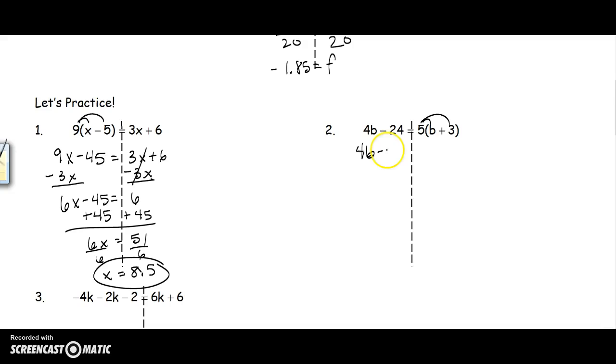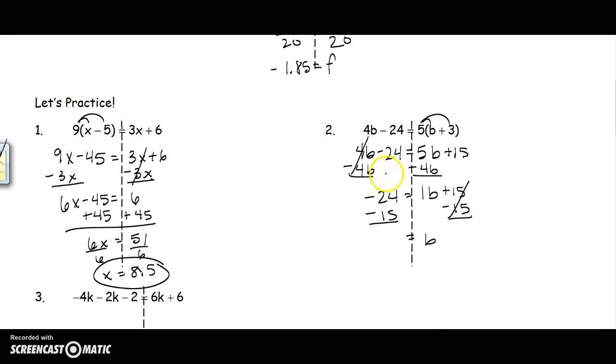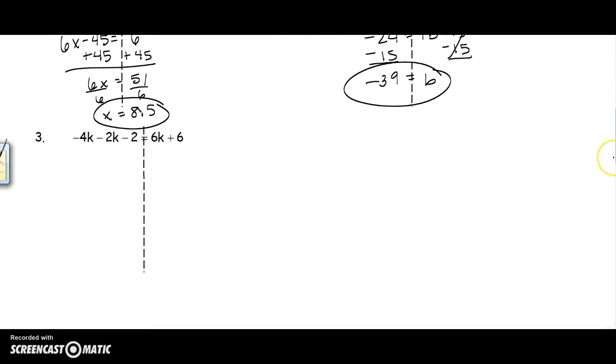Distribute. So you have 4b minus 24 is equal to 5b plus 15. Move your smaller of the two variables, which is the 4. So you have negative 24 is equal to 1b plus 15. Subtract 15, and you get b is equal to negative 39, and that's your answer. So again, you can have whole numbers, you can have decimals. It does not matter. So again, I want you to pause and solve problem number 3. Once you finish, go ahead and turn back on the computer.